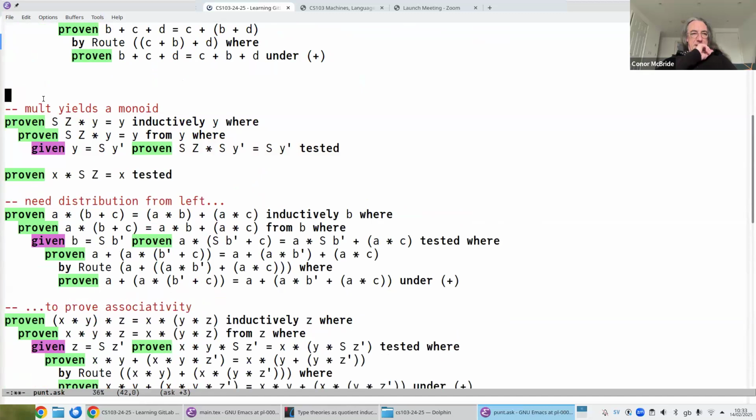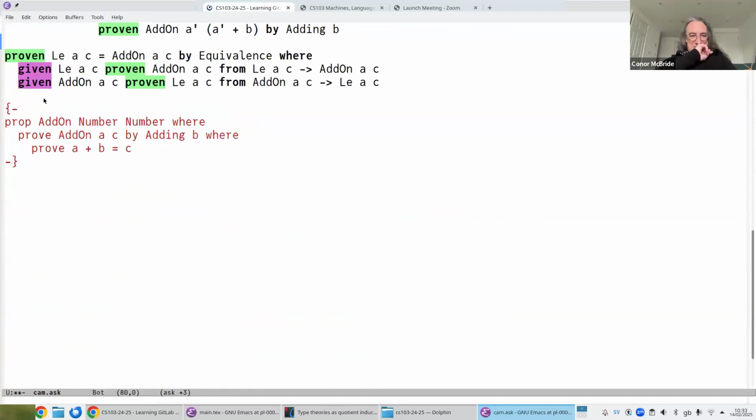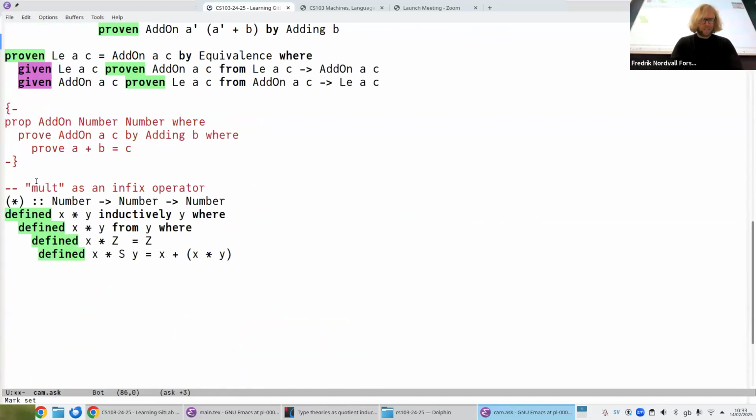Yes, here's one we prepared earlier. So here's multiplication, infix again, and it's doing induction on the second argument. So we're saying that x times 0 is 0, and x times the successor is x plus, and then we do the smaller multiplication, right? So it's repeated addition on the right. If this is 5, then this is going to be x plus x plus x plus x, 5 times, right?